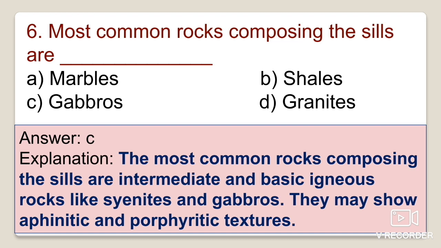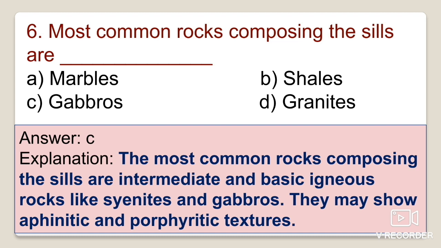I'm not talking about only this particular question. In this question you can easily eliminate the wrong options. Marble is not an igneous rock. Shale is also not an igneous rock. So granite and gabbro, these two options remain. As I have told, intermediate and basic igneous rock, so obviously that could have been gabbro only.